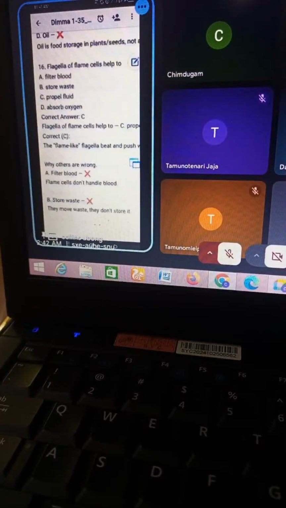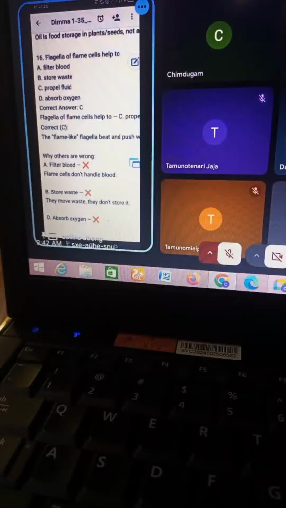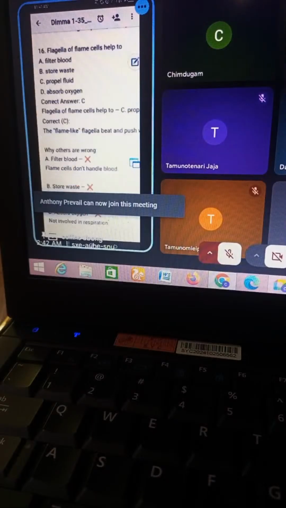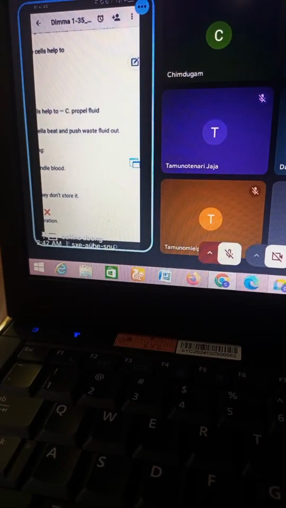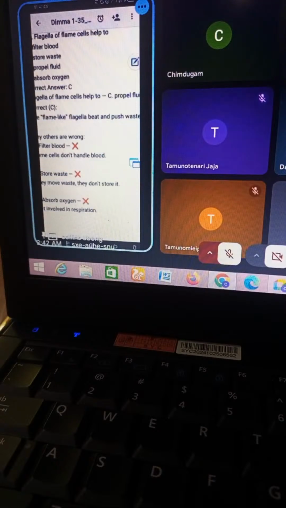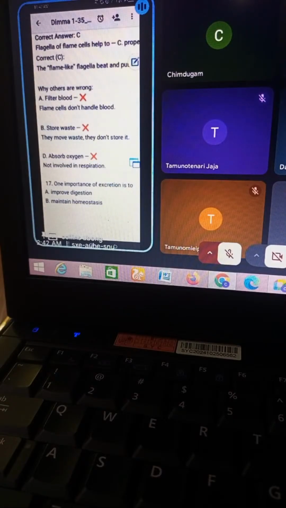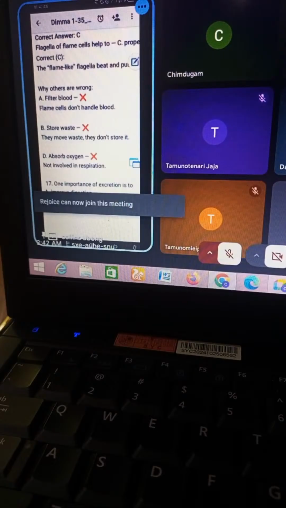Alright, number 16. Flagella of flame cells help to, and the answer is C, propel fluid. The flame-like flagella beat and push waste fluid out. Remember what I said? I said that the ciliary flame beats, it flickers, and then pushes the excretory products into the... What's the name of that space I talked about earlier on? That it pushes the excretory substance into a flame cell. Cell lumen. Yes, cell lumen, exactly.